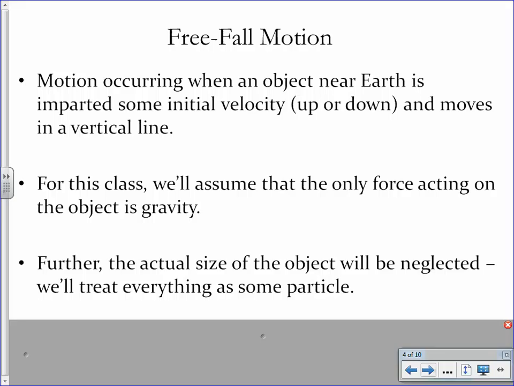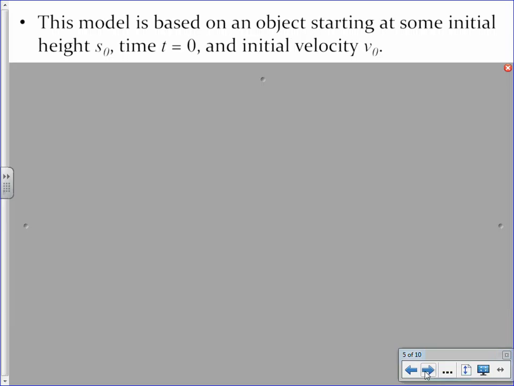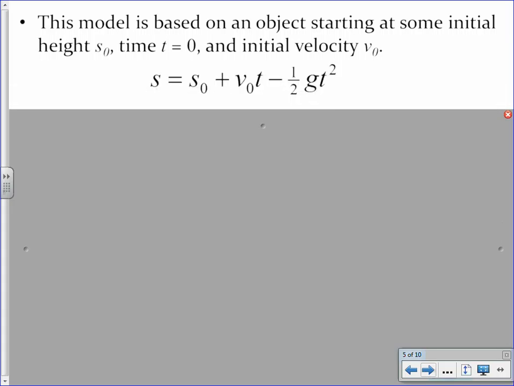So here we go. Could anybody tell me what the model is for the position of a free falling object? We'll get to the 9.8 soon. That's a parabola. It is a parabola. Brady had it right on the tip of his tongue.